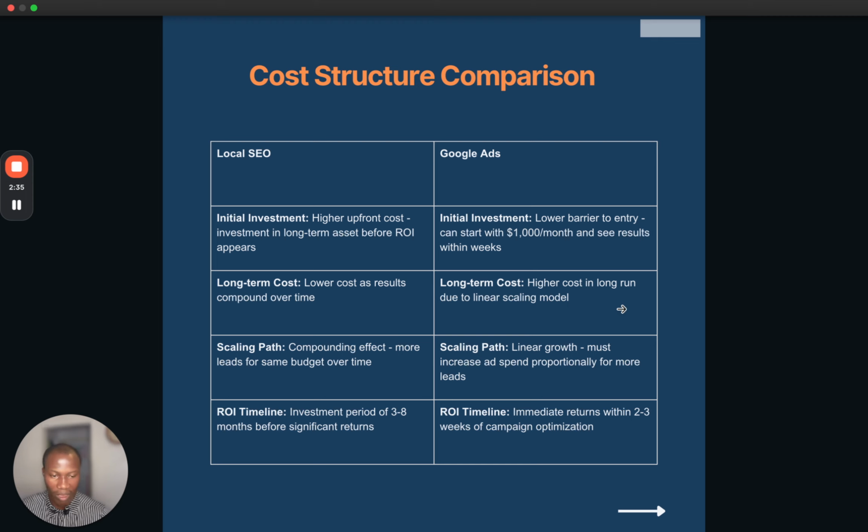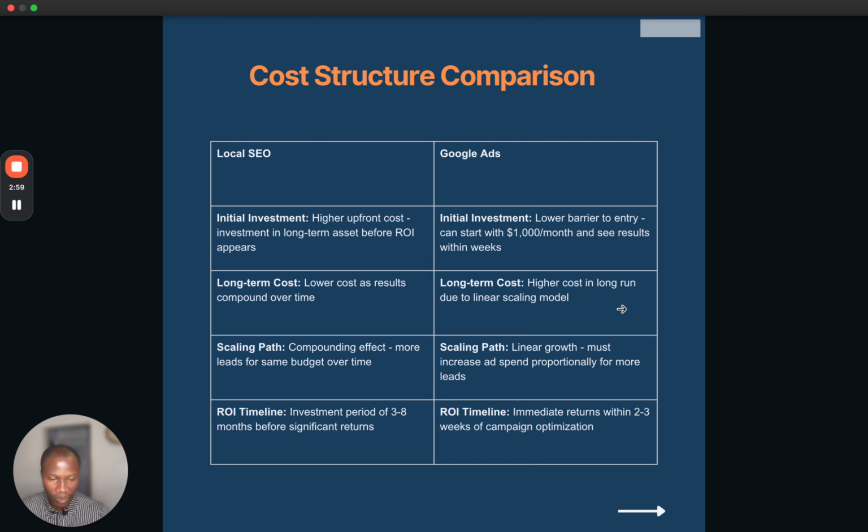The scaling path for local SEO is a compounding effect, with more leads for the same budget over time. The scaling path for Google Ads is linear growth, so you must increase ad spend, potentially proportionally, for more leads. So in order for you to get more leads, you need to increase your ad spend. But for SEO, it's not like that. It's almost like consistent leads over time.